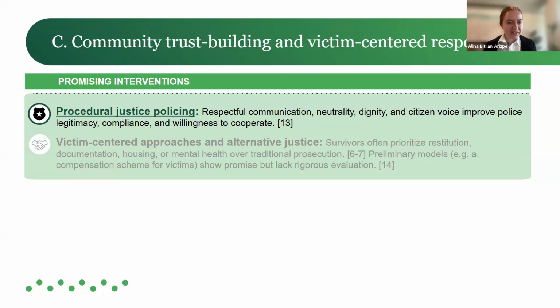And then another promising intervention here includes victim-centered approaches and alternative justice. We know that survivors often prioritize restitution, documentation, housing, to what Jeni was speaking to earlier about some of these early immediate needs. These are often the priority above traditional prosecution. So we're interested in looking at some of these models, for example, a compensation scheme that have shown exploratory promise, but that have not yet been rigorously evaluated. Next slide.